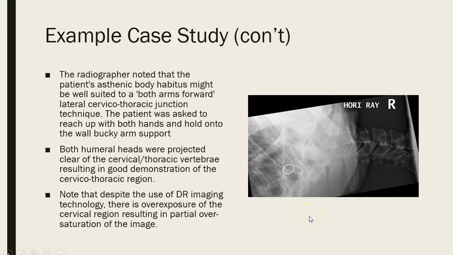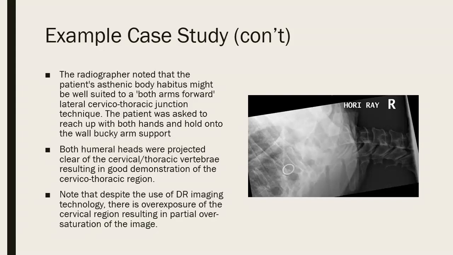So the radiographer noted that the patient's asthenic body habitus might be well suited to the both arms forward lateral cervicothoracic junction technique. So the patient was asked to reach up with both hands and hold onto the wall bucky arm support. Like that thing you bring over for your lateral chest x-rays, you could have them hold on to that, if they can't bring their arms down far enough, that way you can get them out of the way so you can see at least C7 through T1.